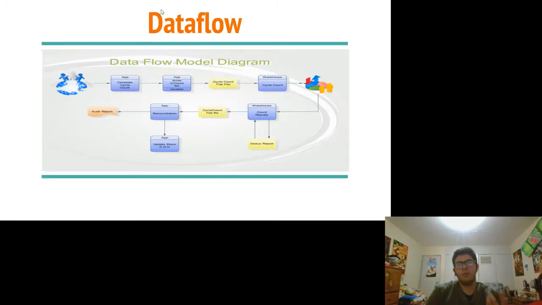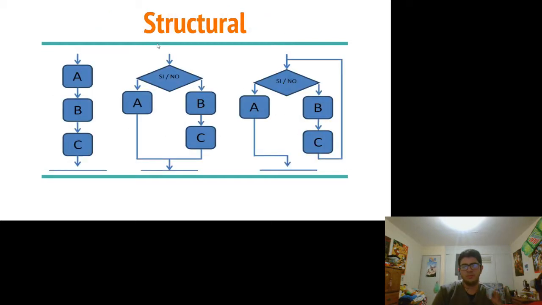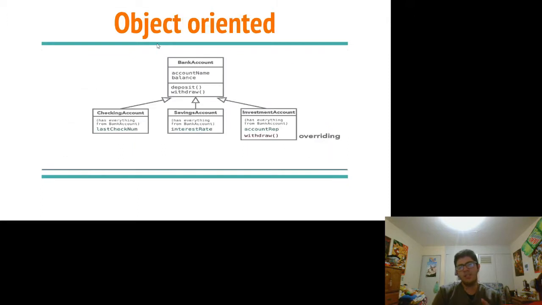We have four structured design methods. The first is the data flow. The second is entity relationship. The third is structural model. And the final structural method is the object oriented.